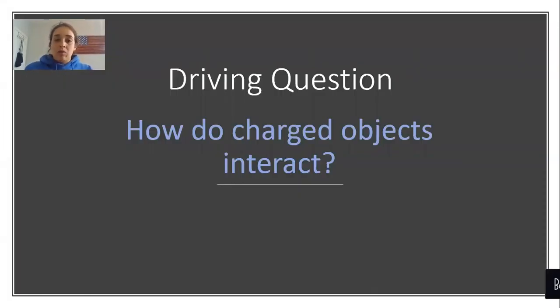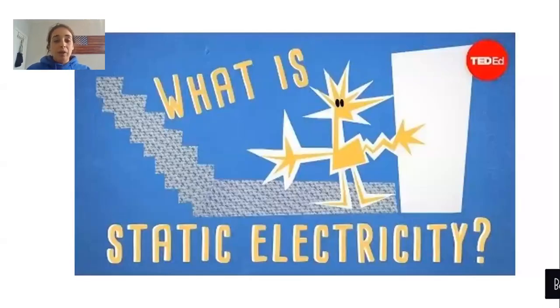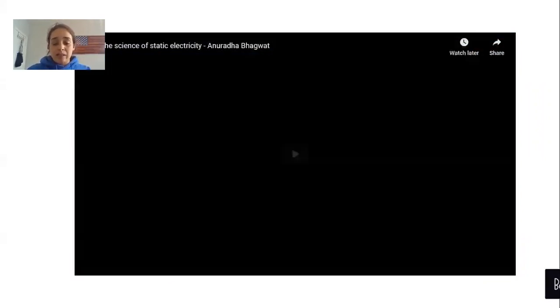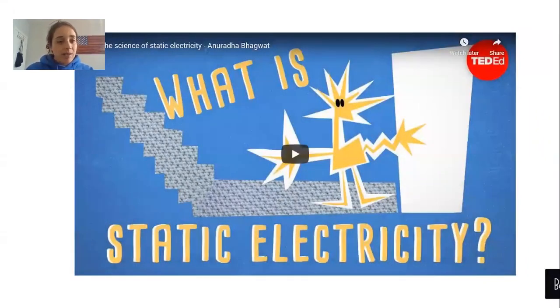For today, we are going to be looking at this driving question of how do charged objects interact with each other. In order to do that, first we're going to watch this quick video on what is electrostatics, or what is static electricity. It's the same word.